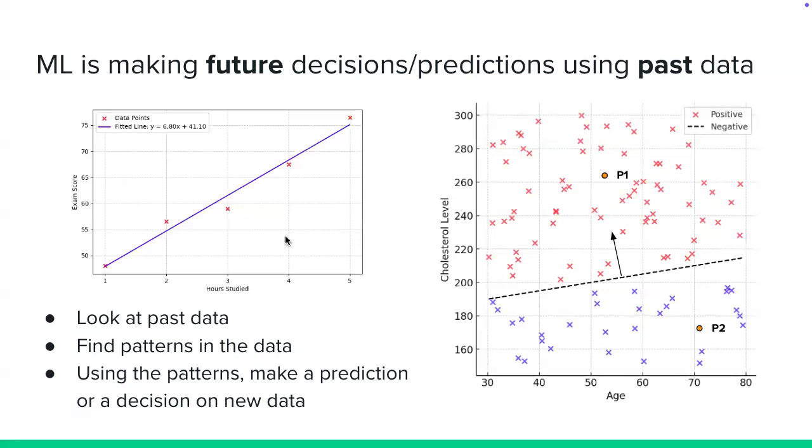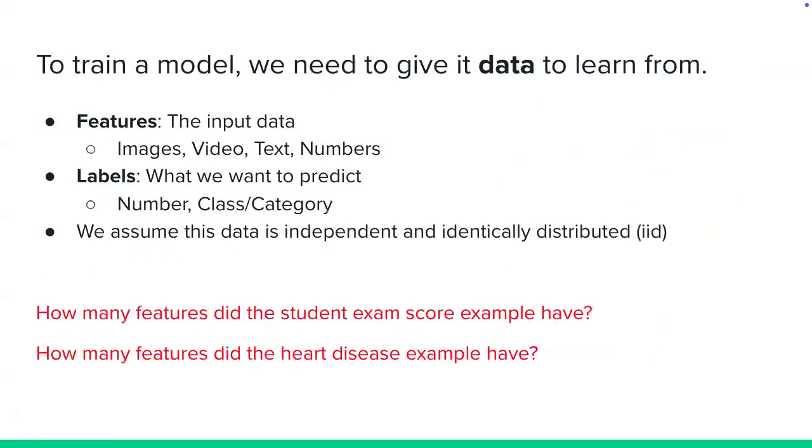Close. Well, it's actually one feature, because the feature in the student score example is how many hours the student studied. So we have one feature. And we have one label because we are predicting the exam score. Understood? Okay, so now how many features did the heart disease example have?